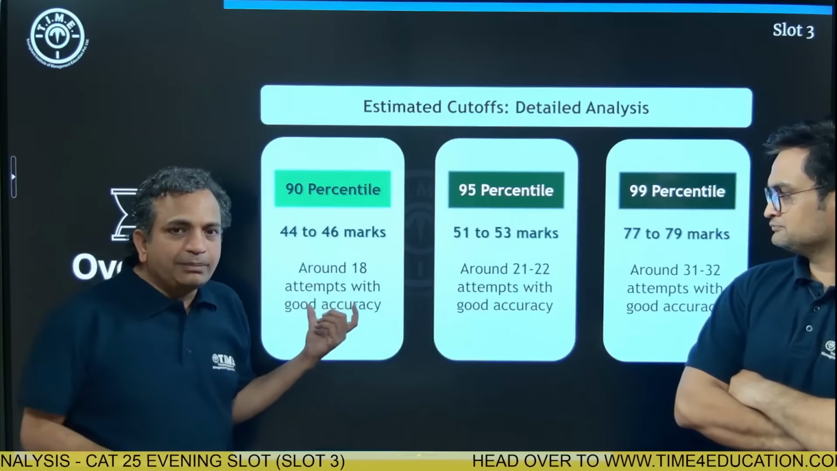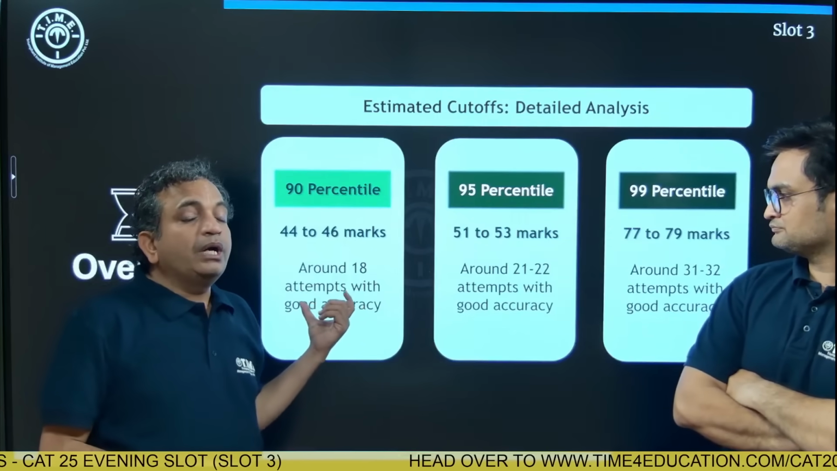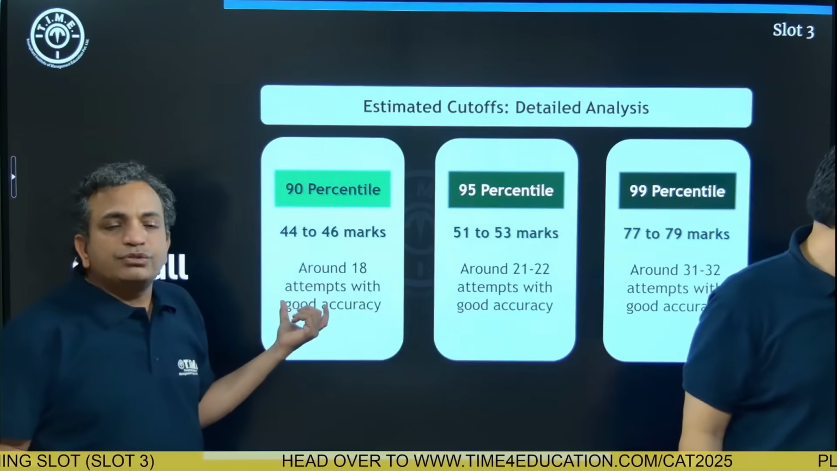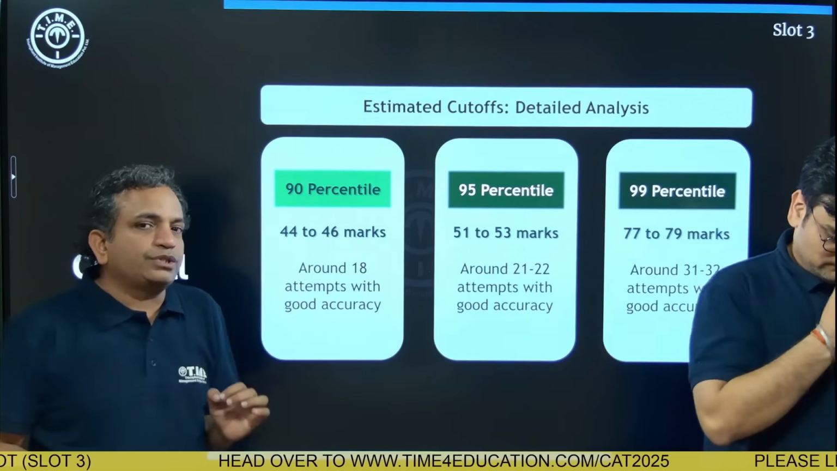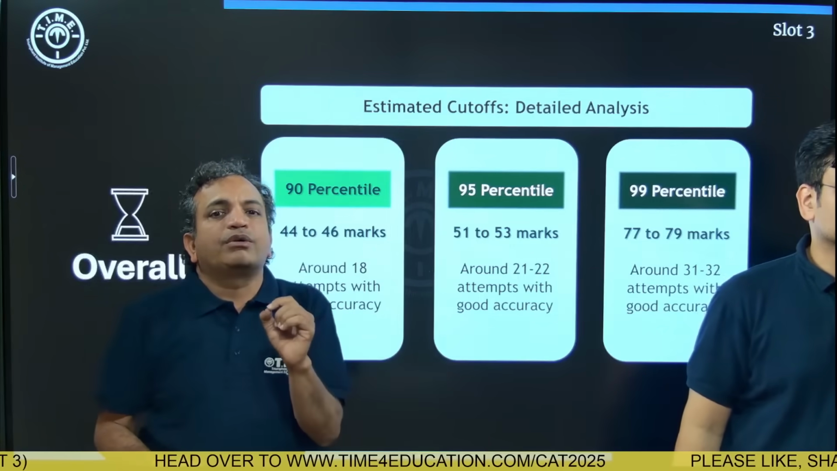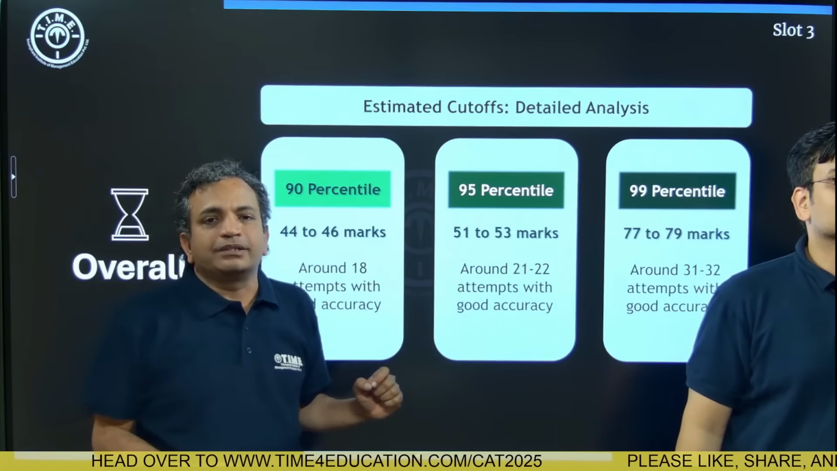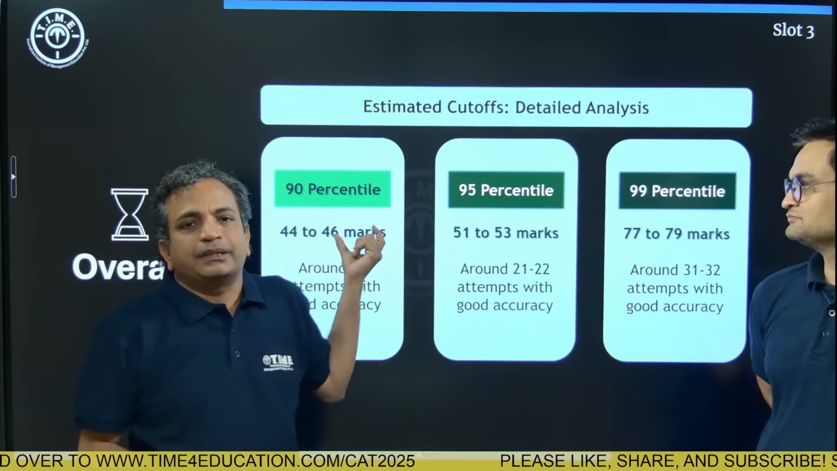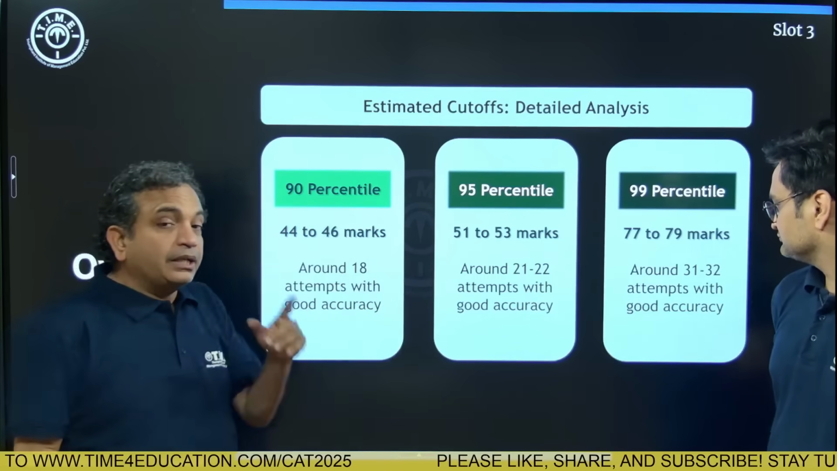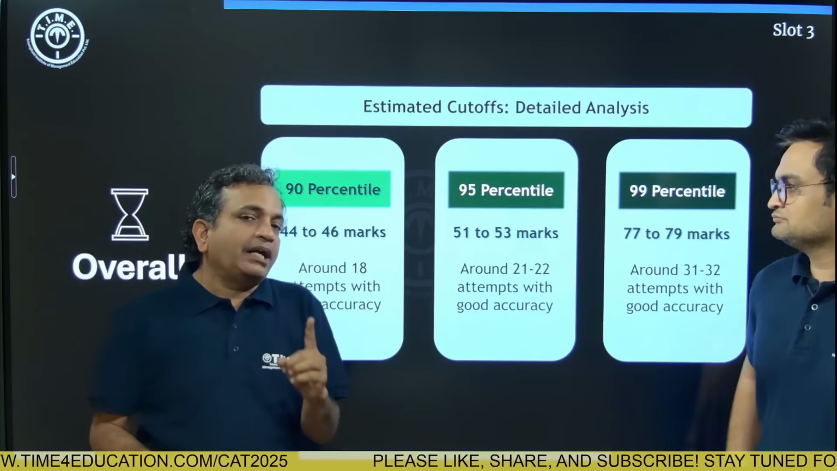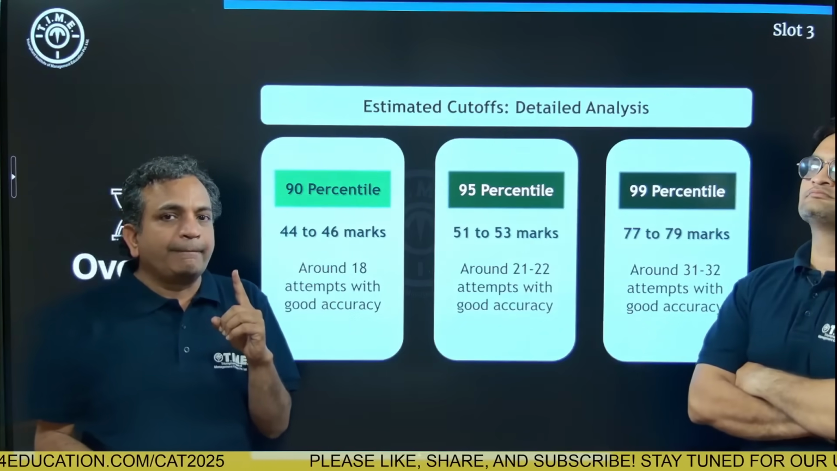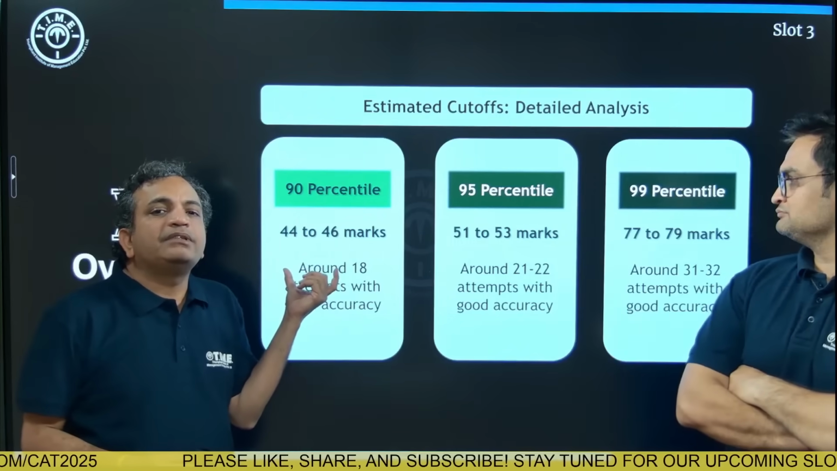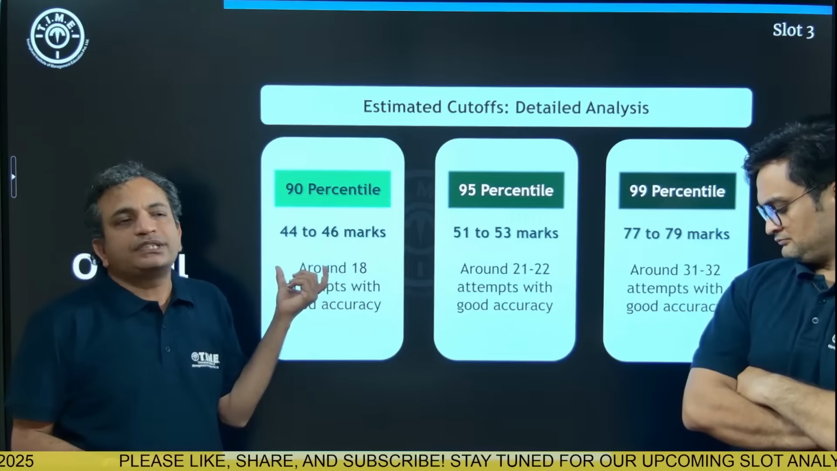And to get to 90 percentile, which means to be in the top 10 percentile of the CAT takers, how many questions do you need to attempt? You need to attempt 18 questions, folks. 18 questions out of 68. See how low that is. 18 questions with a decent accuracy would get you to 90 percentile, right? So with that, you should understand that CAT is not a difficult exam. CAT is an exam which will give you 90 percentile with just 18 out of 68.